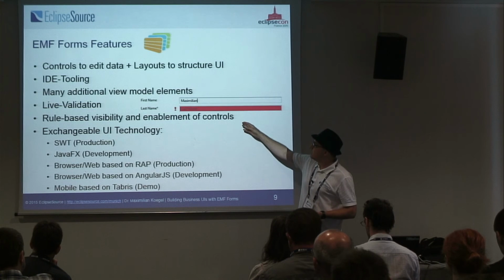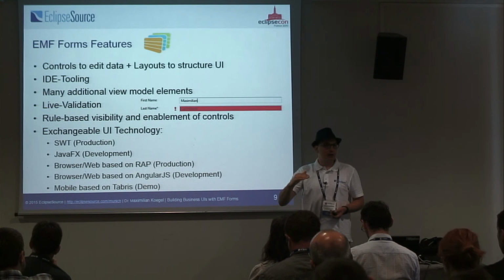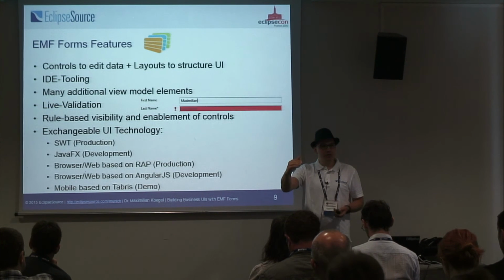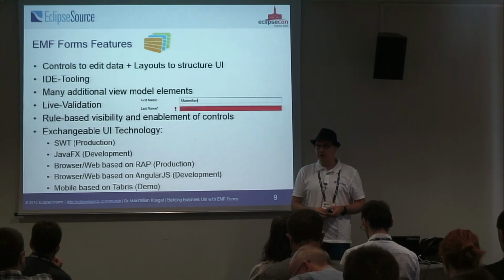There is a mechanism for rule-based visibility. So the idea is, let's say you have an enumeration dropdown, and you select a certain value. Only if you have a certain value in there, other parts of the UI get enabled or even become visible.